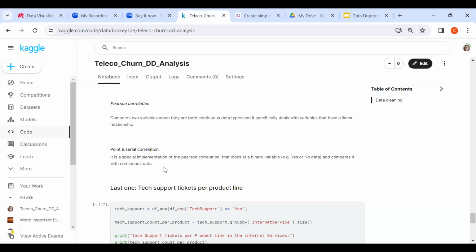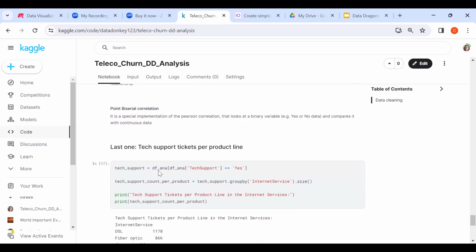Okay, and then this just explains the two. Pearson correlation is almost a standard one we use, in that it deals with continuous data types and specifically with variables that have a linear relationship. And then point biserial correlation looks at a binary variable, so yes or no data, and compares it with continuous data.